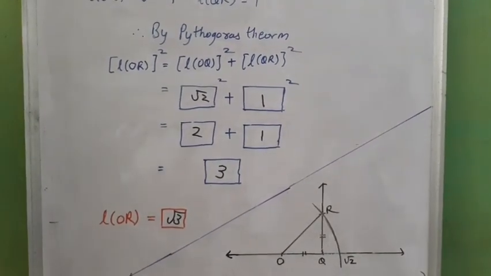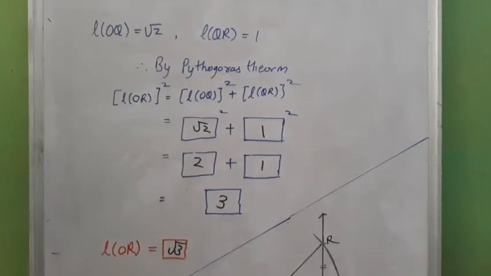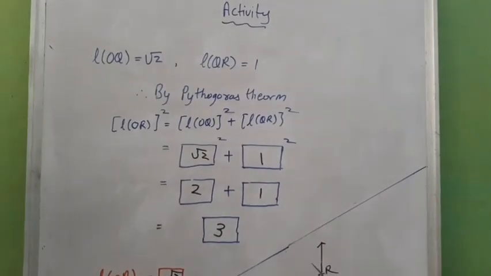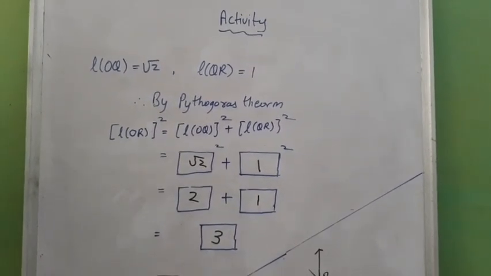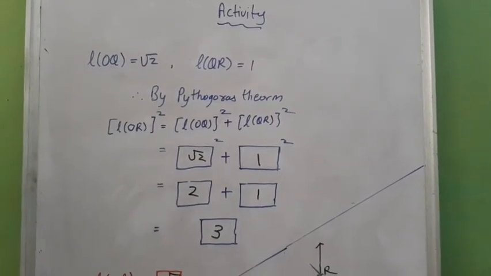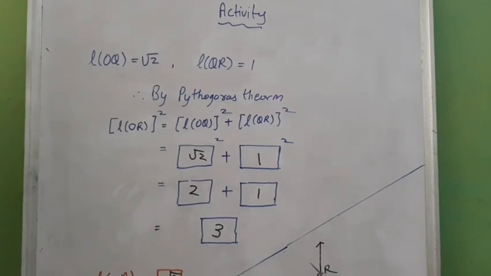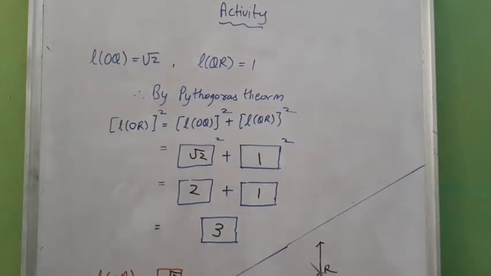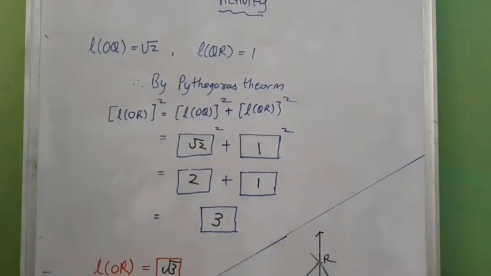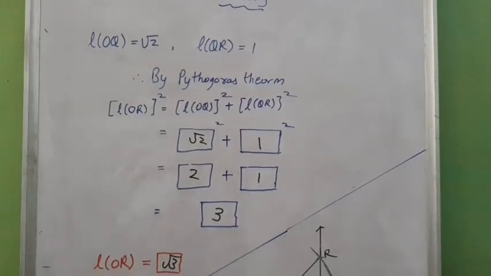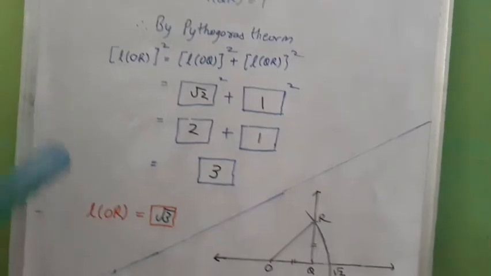In this activity, if OQ is √2, the next point after √2 is √3. The next point after √3 is √4, and √4 is nothing but 2. The next point after 2 is √5. This way it continues. Now we'll see how to draw an irrational number on the number line.